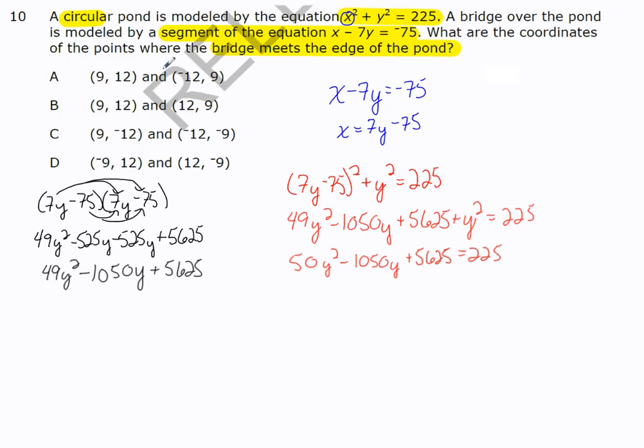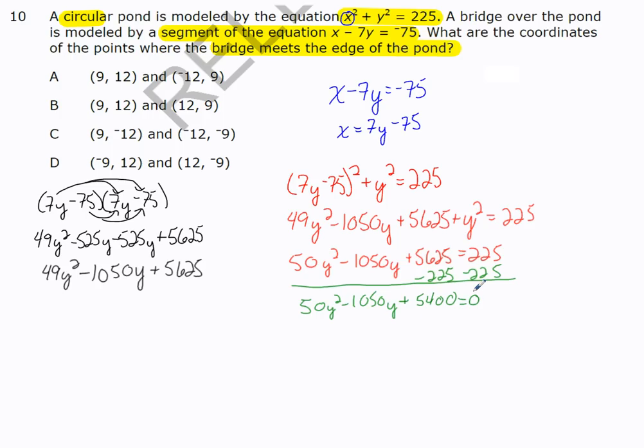We know how to solve quadratic equations though. We have to get it equal to 0 first. So I'm going to start by subtracting 225 from both sides. And we get 50y squared minus 1,050y plus 5,400, and that's equal to 0.